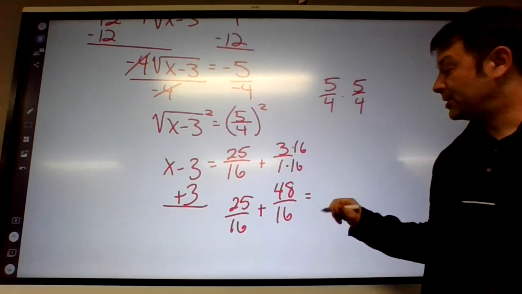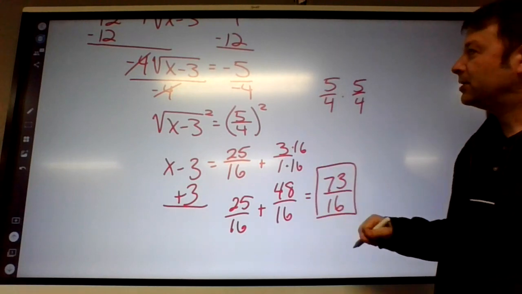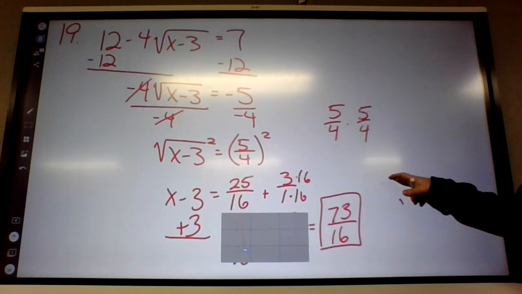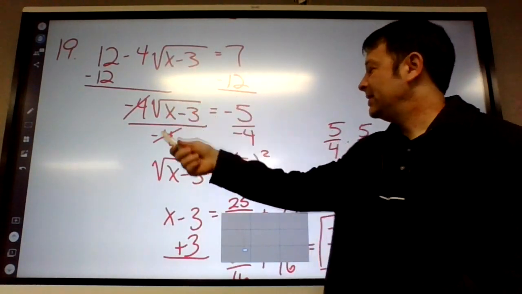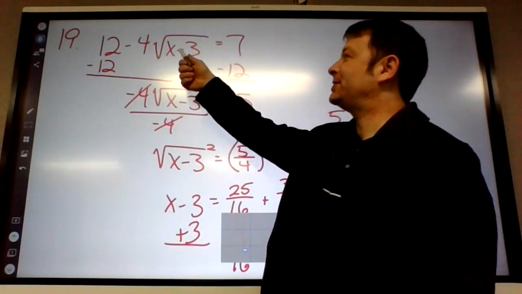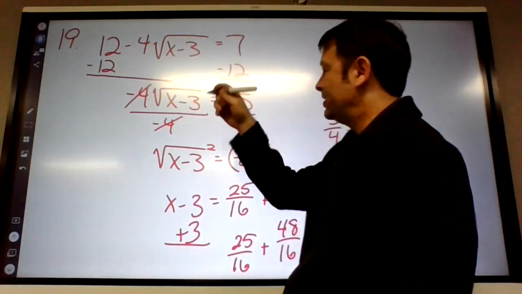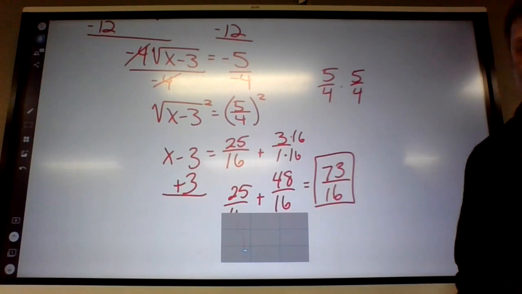Kind of a mess, isn't it? So it's 73/16. Very messy. Oh gosh, that would be a mess to plug in, or without a calculator. But yeah, if you subtract those two, you should get 25/16. Square root of that is 5/4 times 4 is 5. 12 minus 5 is 7. It's gonna work. Probably should use a calculator if you want to check that one, but.